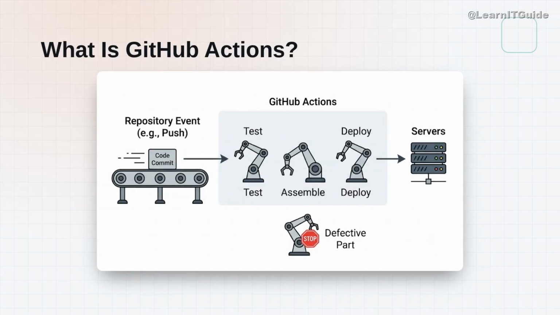What is GitHub Actions really? It is an event-driven automation platform. Think of it as a factory floor. Your code is the raw material. Every time you push a commit, it is like a part arriving on the conveyor belt. GitHub Actions are the robot arms that trigger immediately. They test the part, assemble it into a package, and ship it to your servers. If anything is defective, the robot arm stops the line and alerts the manager. That is exactly how your CI/CD pipeline should function.